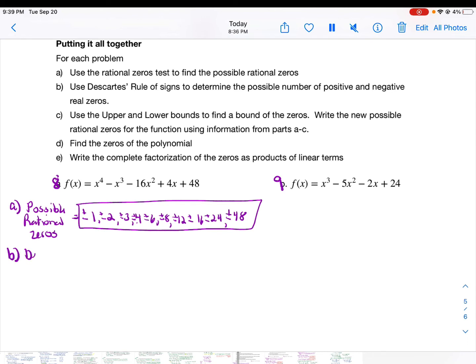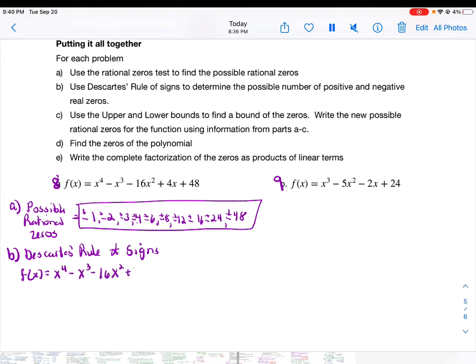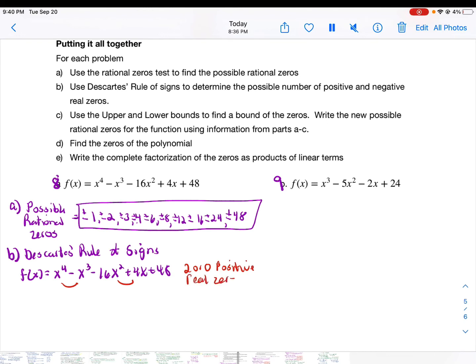So let's figure out if we're going to have any positive or negative zeros, and how many of each, by doing Descartes' rule of signs. So we look at our original function to test for positives, and we'll do a replacement to figure out our negative ones. All right, so I got one switch and one more, so 2 switches. So that tells me that I will have 2 or 0 positive real zeros for this problem. So I may or may not have some positives. If I do have one, I have another one, so I have 2.